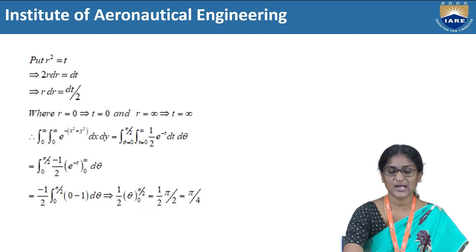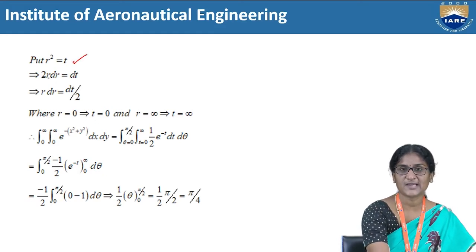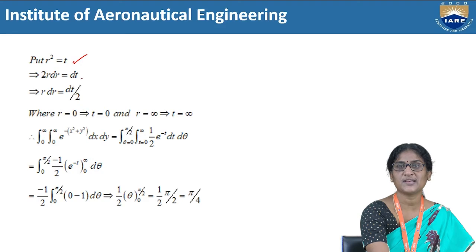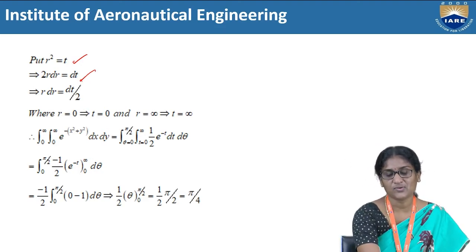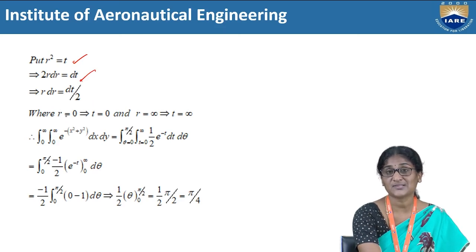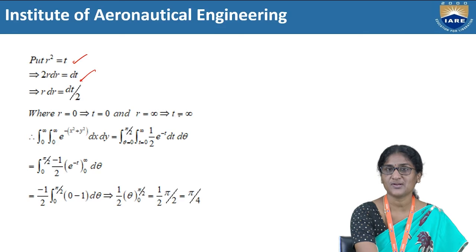So assuming that r square is equal to t, differentiating both sides, 2r dr is equal to dt, and r dr is equal to dt by 2. Now I have to change the limits of r, because I am no longer doing the problem in r. I've converted to t, so I should know the t values also. Whenever r is equal to 0, t will be equal to 0, because t and r are directly related, and when r is equal to infinity, t is equal to infinity.